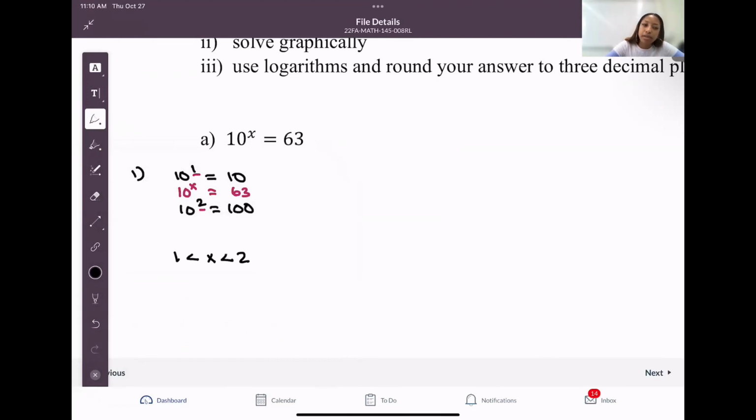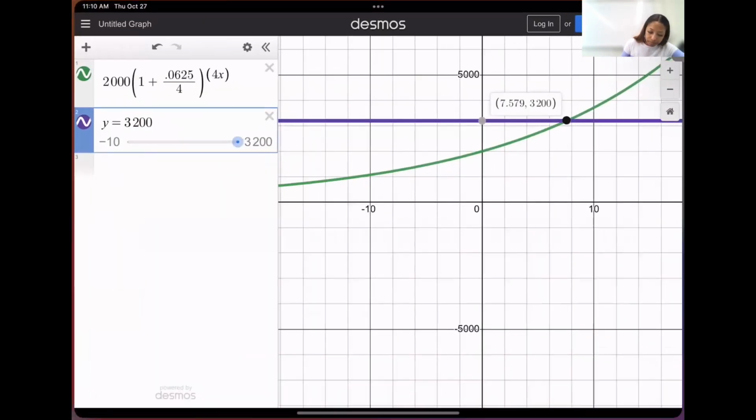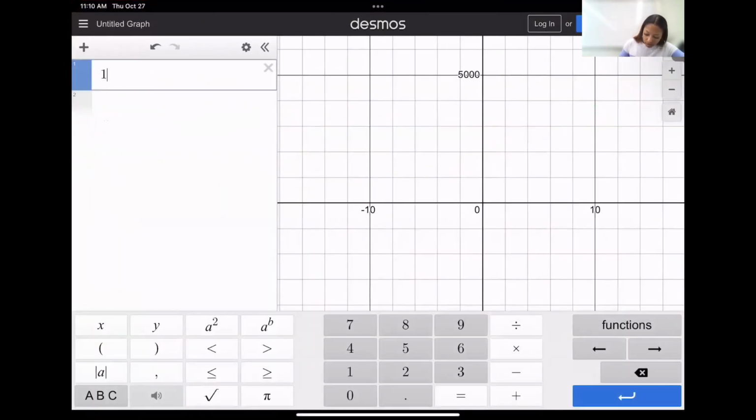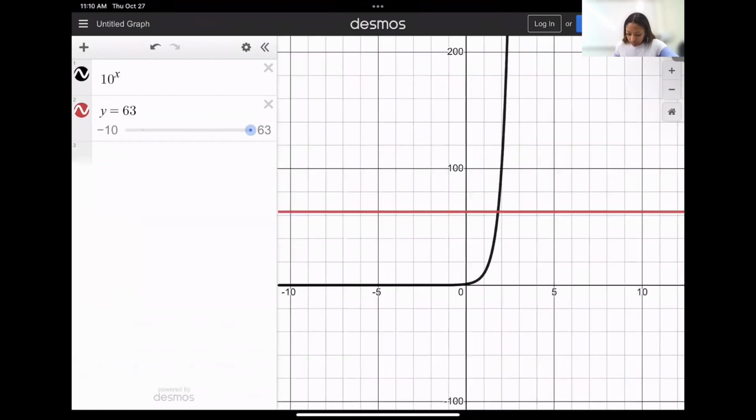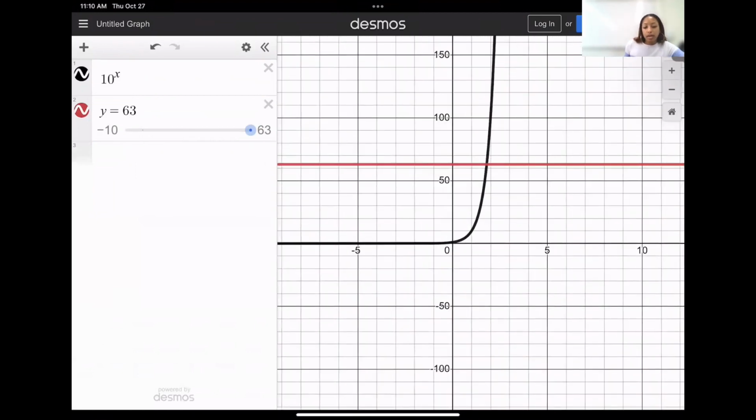An exponent of 1 gives us a number that's too small. An exponent of 2 gives us a number that's too big. So our answer is a decimal between 1 and 2. For part 2, if we wanted to solve this graphically, let's go to Desmos. Let y1 be 10 to the x power. Let y2 equals 63. There we go. It's a better window. Then this intersection point occurs at 1.799. That's our answer. That's what the exponent should be.